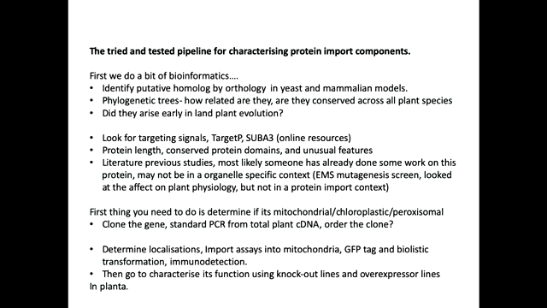Then you want to determine its localization, right? Where is it targeted? So the first thing I would do is put a GFP on the end of it and then transform cells to see where it's going. Then, once I've shown that it's mitochondrial, I might do protein import assays, and I'll talk about those later.